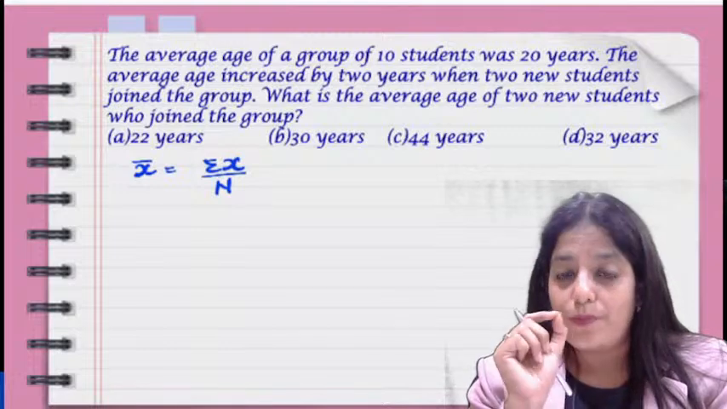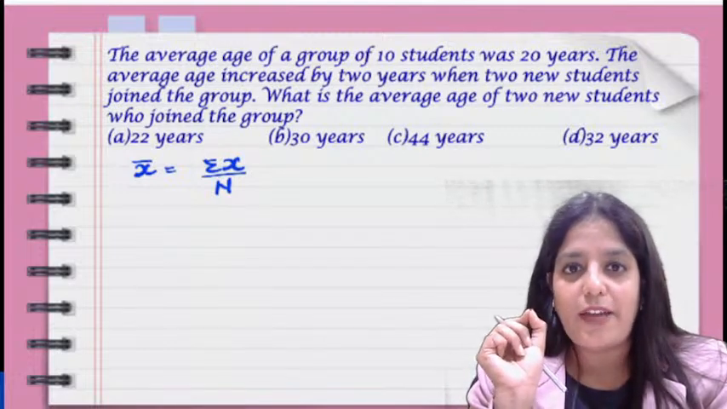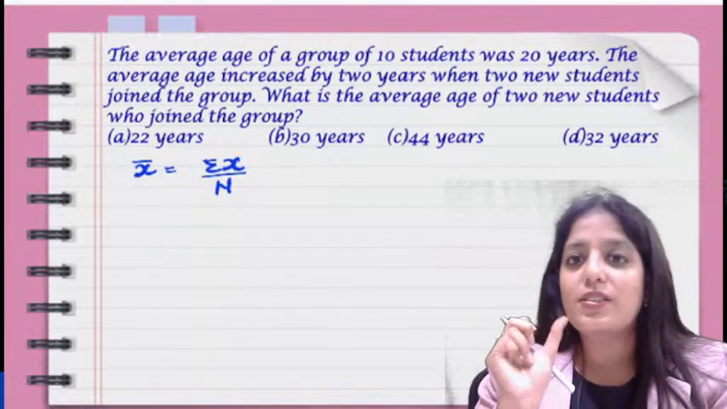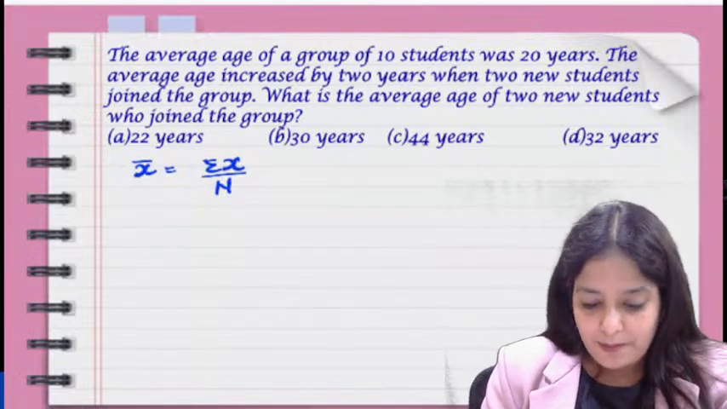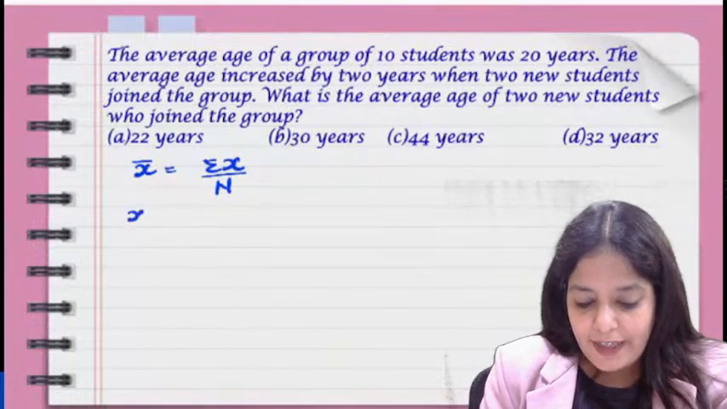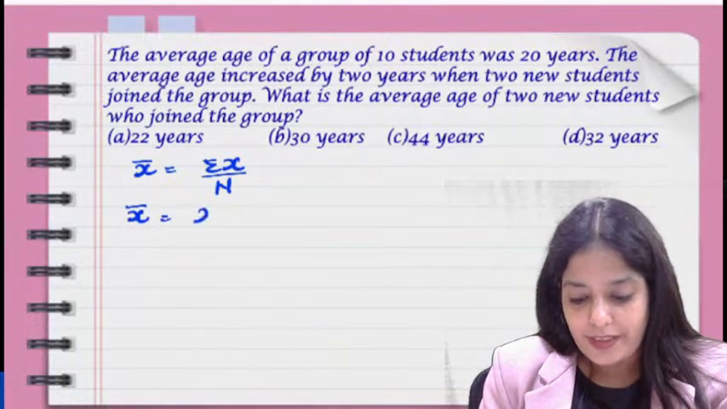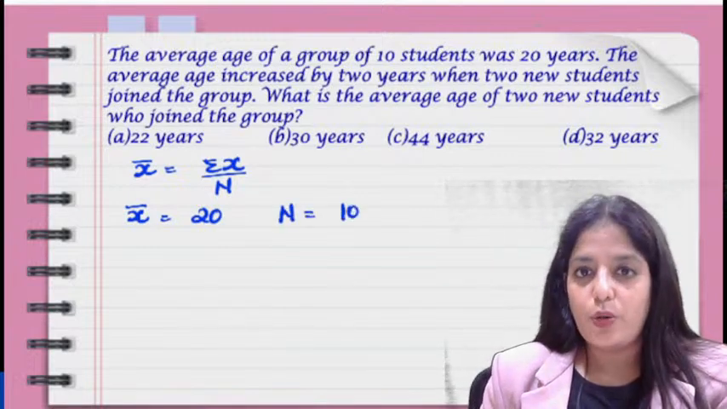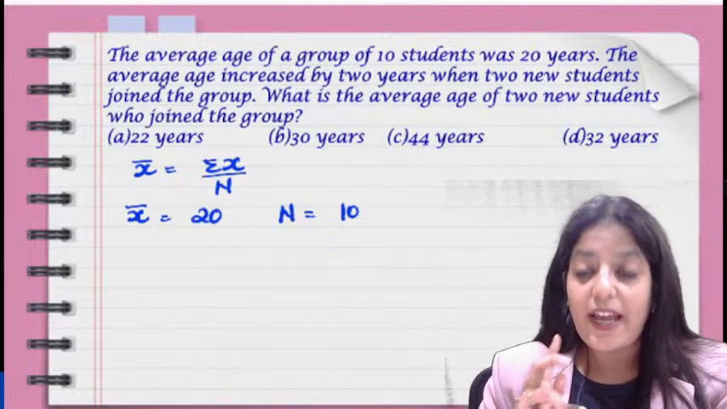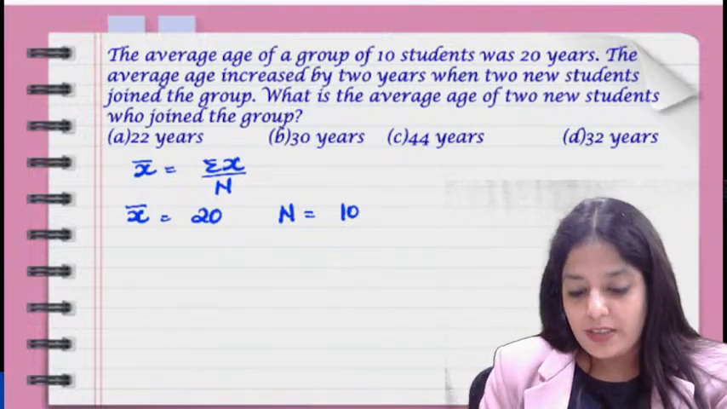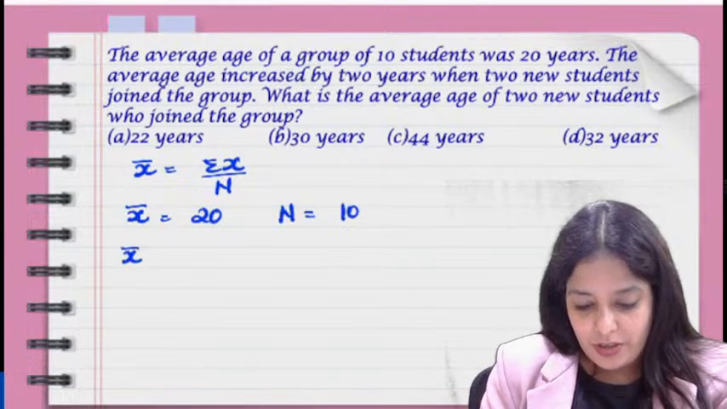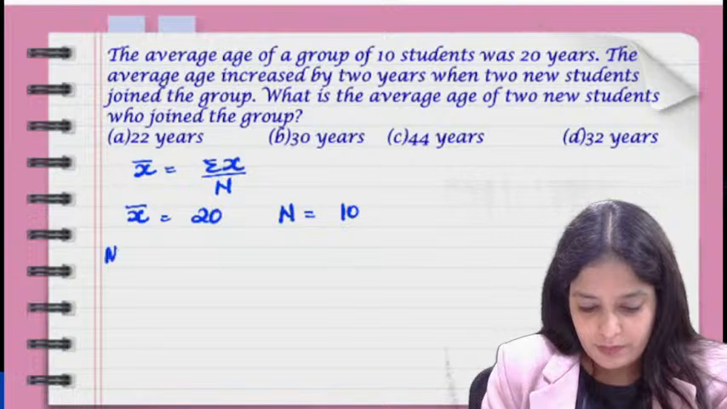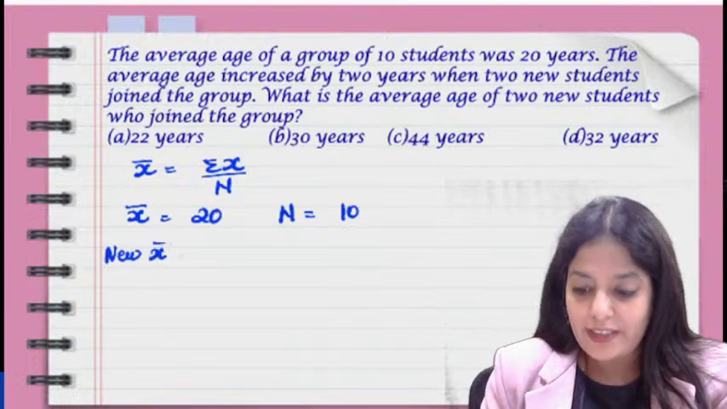So coming back to the first statement they have given, the average age of a group of 10 students was 20 years. That means I had average as 20 and n as 10 initially. Now what happened? The average age increased by 2 years. That means the new average increased by 2 years.